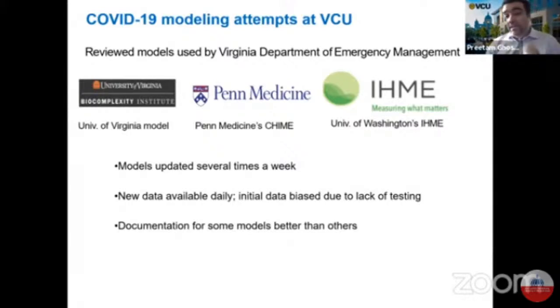And documentation for some models was better than for others. So when several of these medical centers are working together to make predictions, because we at Virginia in Richmond cannot just make a prediction for the Richmond zone, because there are these other neighboring zones that also play a role in spreading infection into the Richmond zone, right?